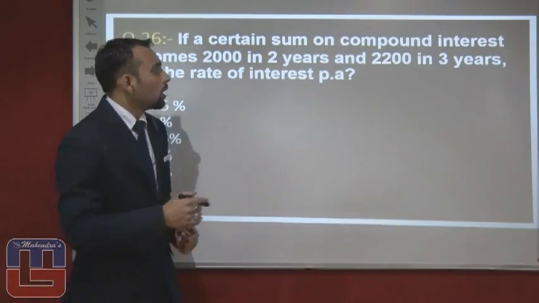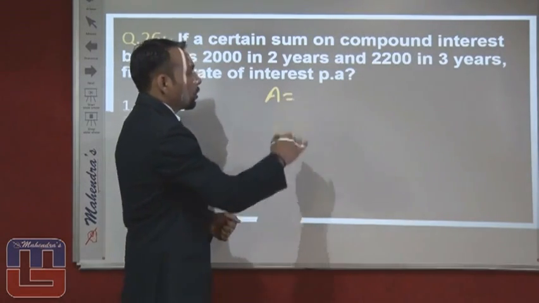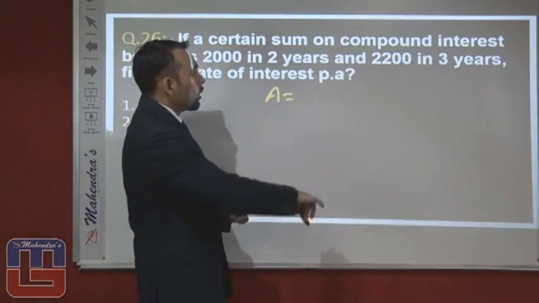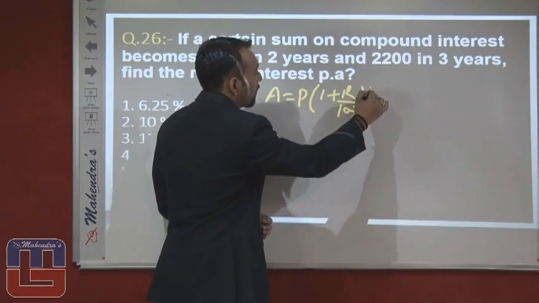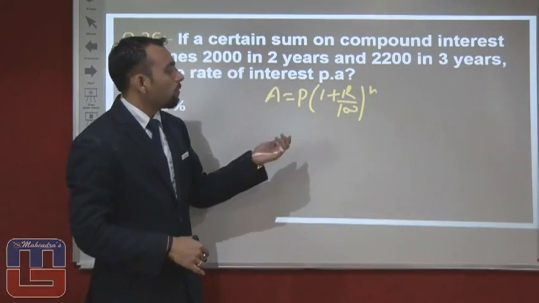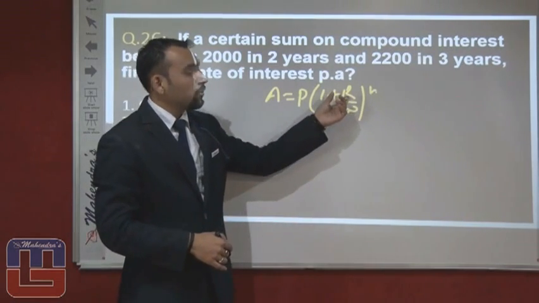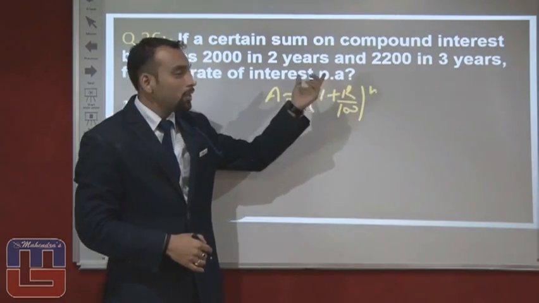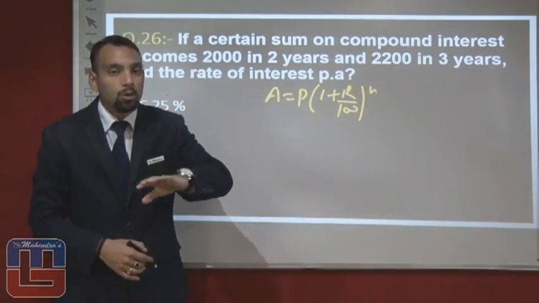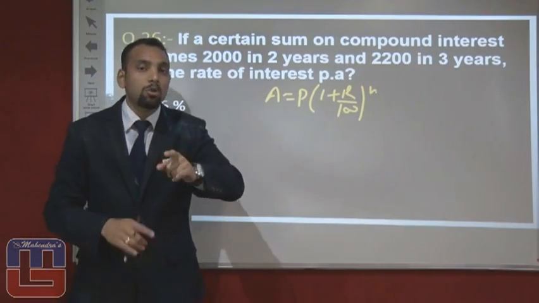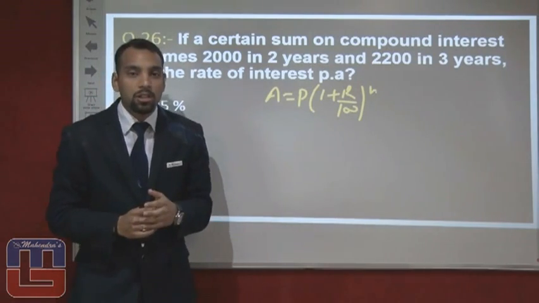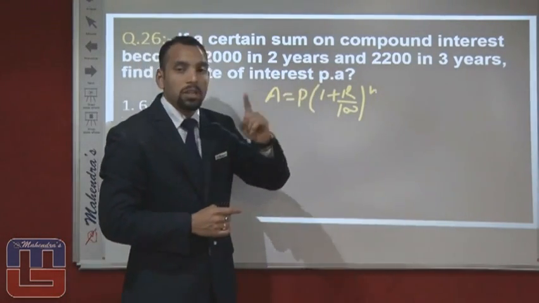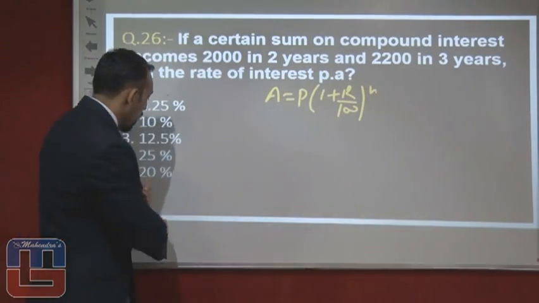As we know, the formula to calculate the CI is A is equal to P(1 plus R by 100) to the power T. The amount we have been given, the principal we don't know, and the rate we have to find, the time we have been given. By using this formula we can also calculate the rate, but it will take a long time. So how will you solve? If you see this type of question in your examination, the difference between the years is 1 year.